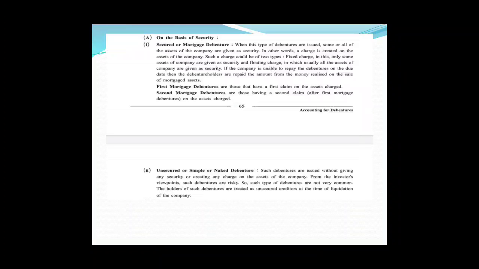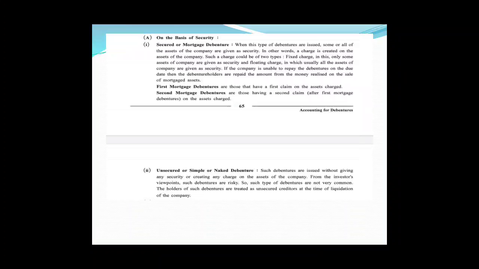What else? First mortgage debentures and second mortgage debentures. First mortgage debentures are those that have a first claim on the asset charge, and second mortgage debentures are those having the second claim, that is after first mortgage debentures, on the asset charge.